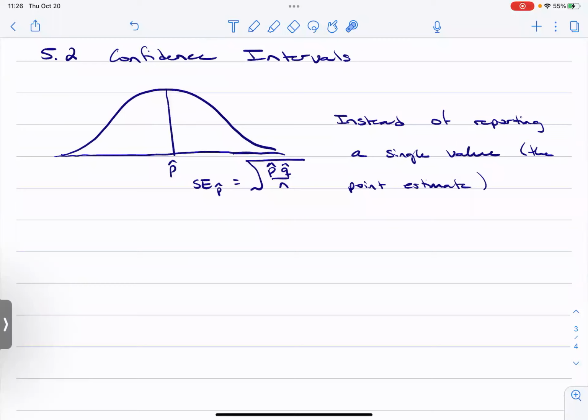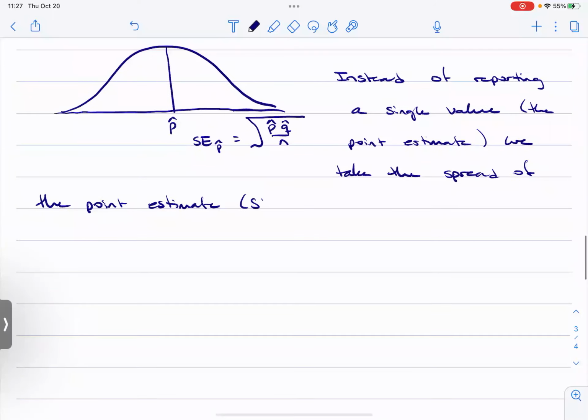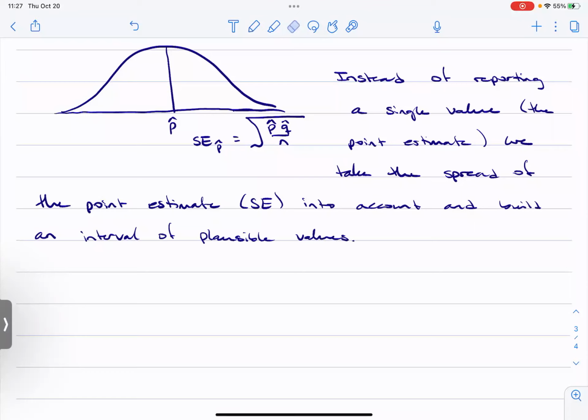So instead of reporting a single value, which is the point estimate, we take the spread of the point estimate, which is the standard error, into account, and build an interval of plausible values. Oh, for P, I should say, right?